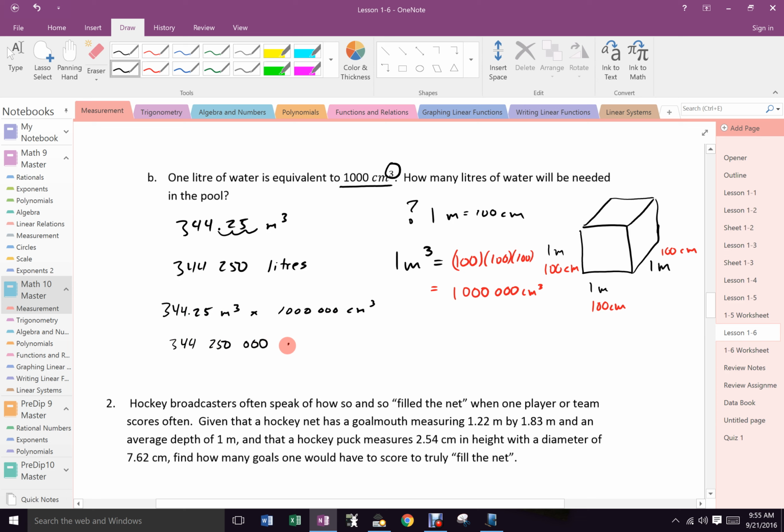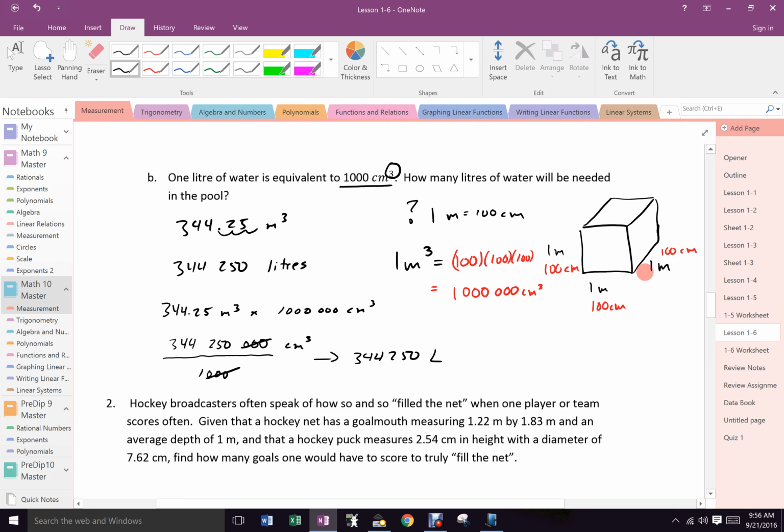right? Centimeters cubed. Now, 1 liter equals that. So what do I divide that by? 1,000. And then I get to cancel the zeros to get 344,250 liters. Does everybody pick up what I'm putting down? Because most people probably didn't do this right, unless you remembered the cubing thing. Does everybody see what I'm saying?